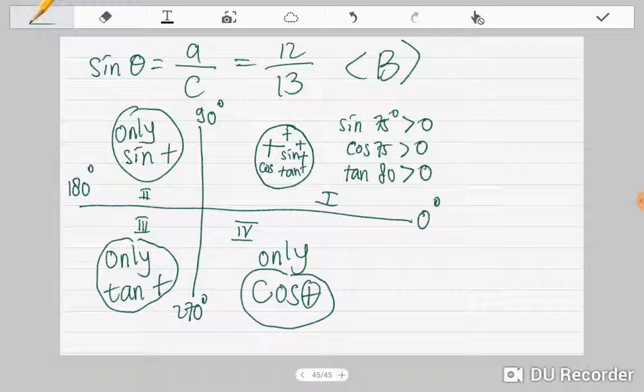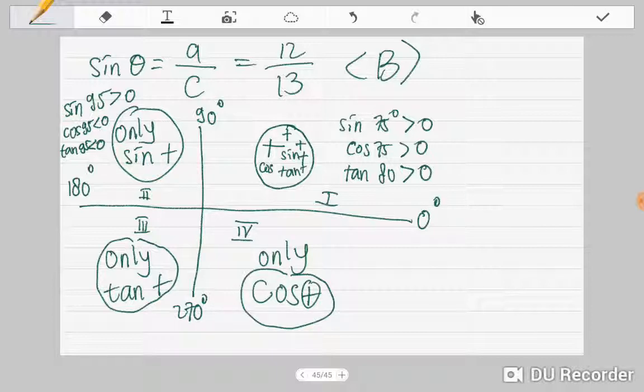So for example, right here, let's pick a value between 90 and 180, maybe like 95. Sine 95 is greater than 0, but cos 95 is definitely less than 0. You can put it in the calculator and check it, and it's negative. Tan 95 is also less than 0. You can apply this to the other quadrants.